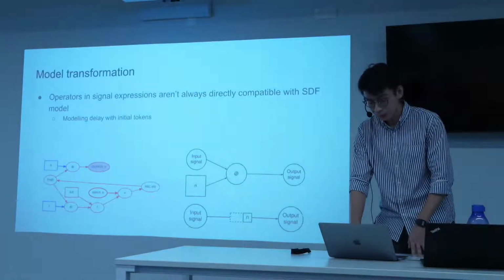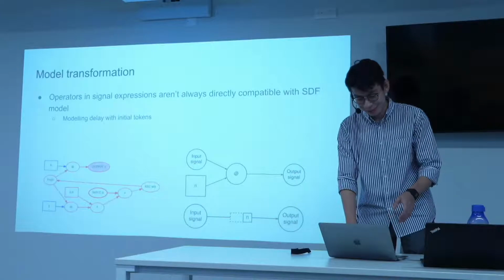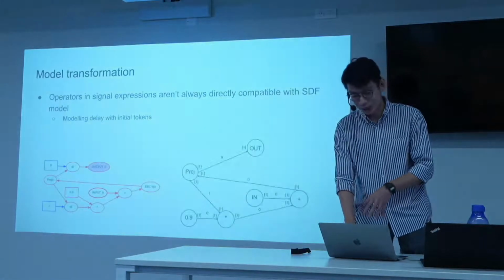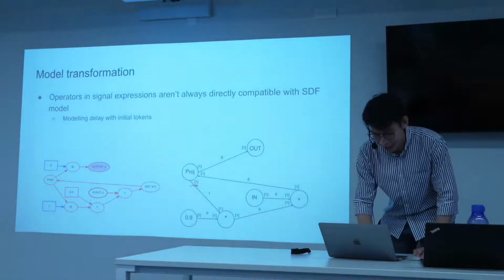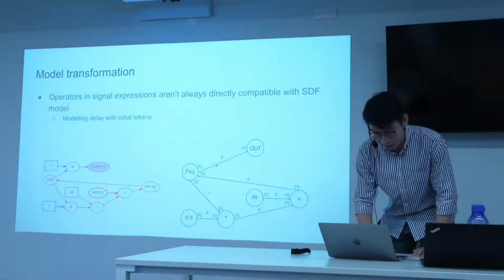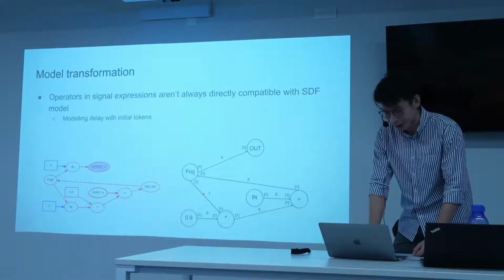And given this transformation, we end up with an SDF that looks like this. And the thing to point out here is that the delay operators have been removed, and in their place are initial tokens. So you can see one here.